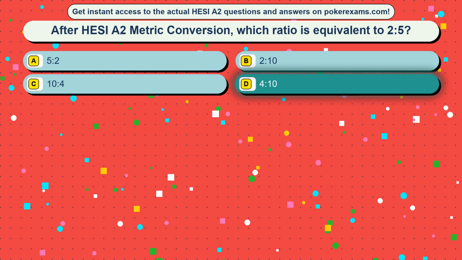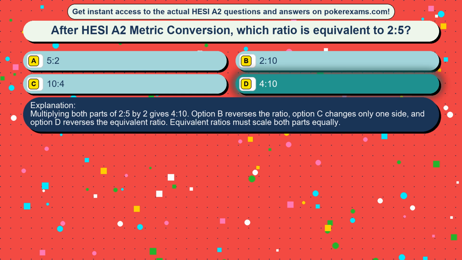The correct answer is option D, 4:10. Multiplying both parts of 2:5 by 2 gives 4:10. Option A reverses the ratio, option B changes only one side, and option C reverses the equivalent ratio. Equivalent ratios must scale both parts equally.